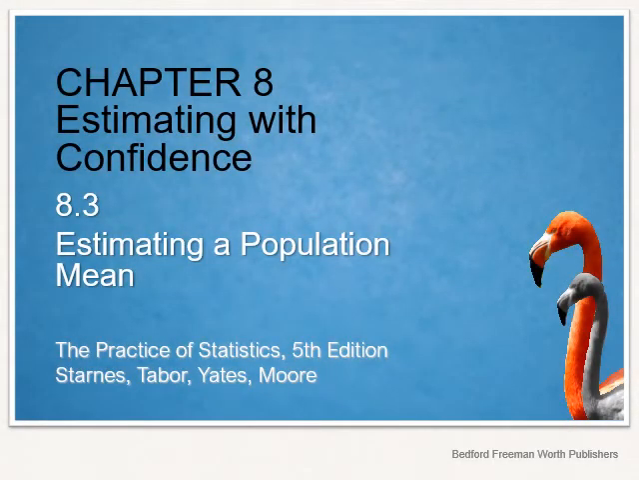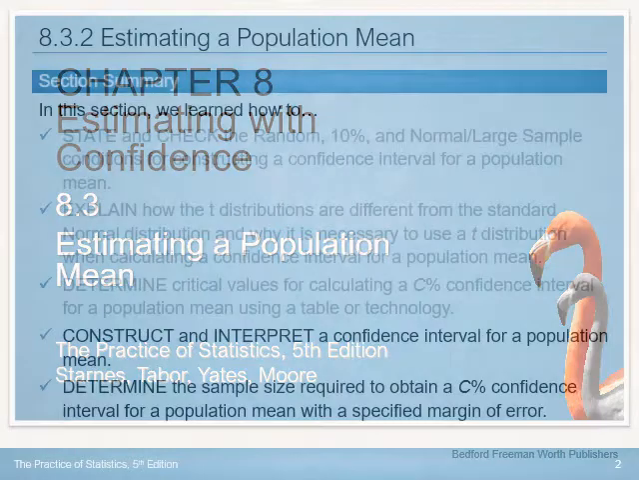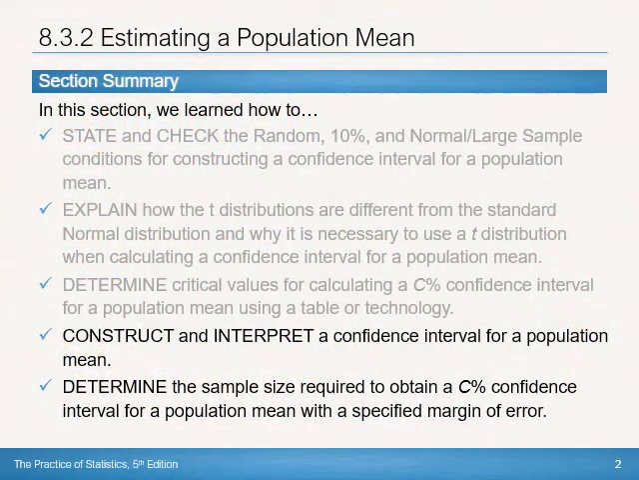Okay, so this is the second part of section 8.3, estimating a population mean using a confidence interval. In this part we will construct and interpret confidence intervals. We will use our four-step process, and whenever we're asked to create a confidence interval, we will also figure out how large a sample needs to be so that we will maintain a specific margin of error.